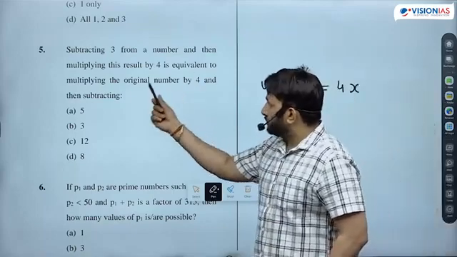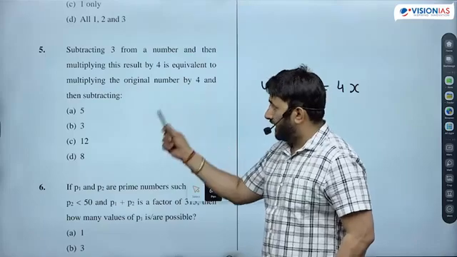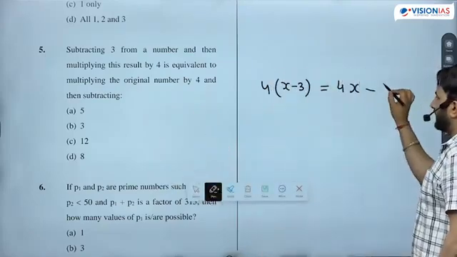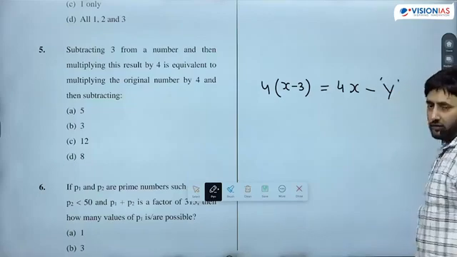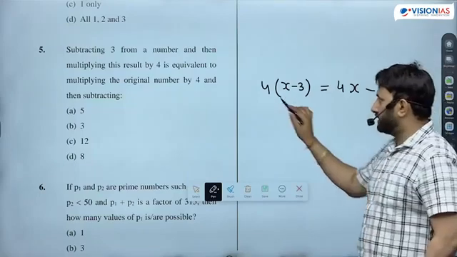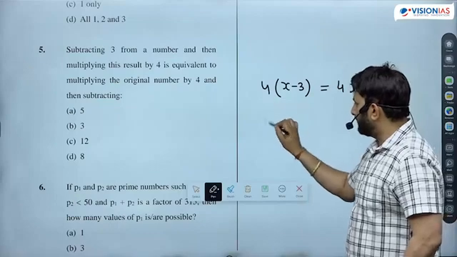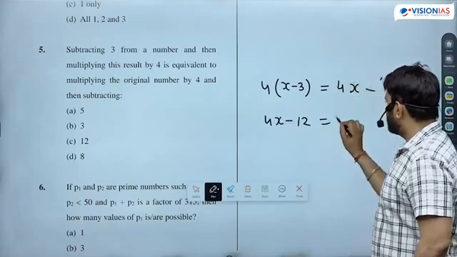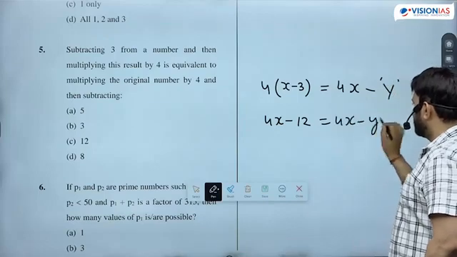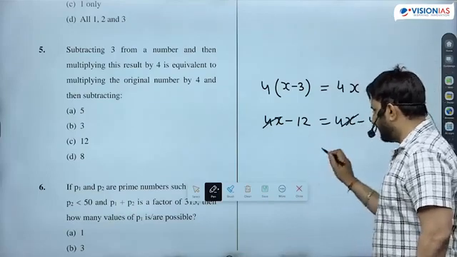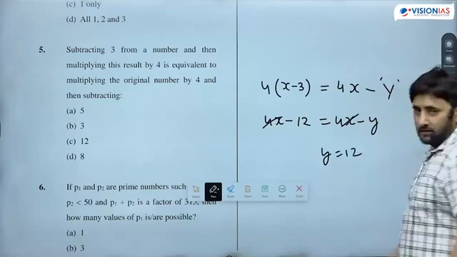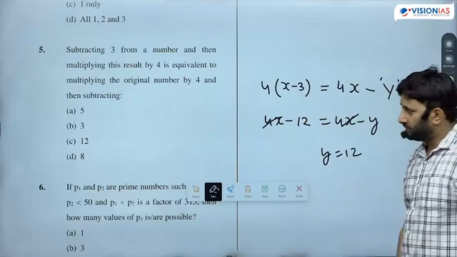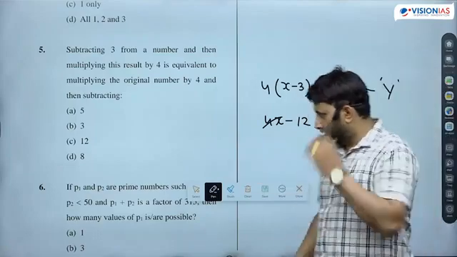Is equivalent to multiplying the original number by 4 and then subtracting what? We have to subtract something out of it. Let us subtract y. So we have to find the value of y. So what will be the value of y, bachche? You can say that this will be 4x minus 4 into 3 is 12. That is equal to 4x minus y. So from here we can say y is equal to 12. So this is 4 times the original number minus 12. y will be equal to 12.